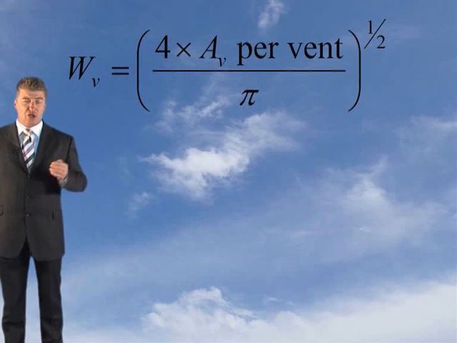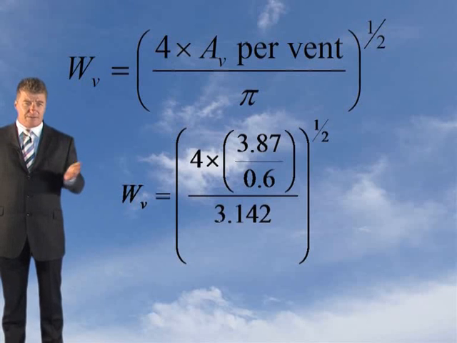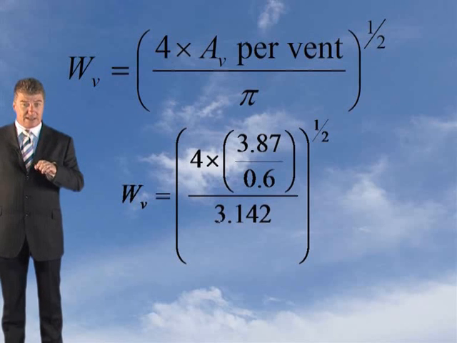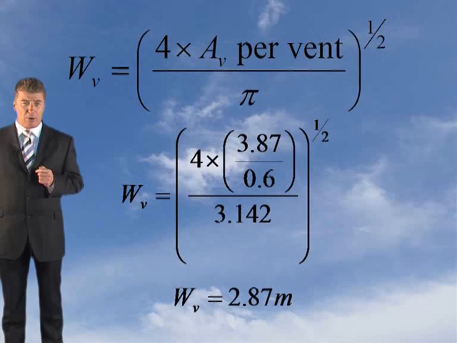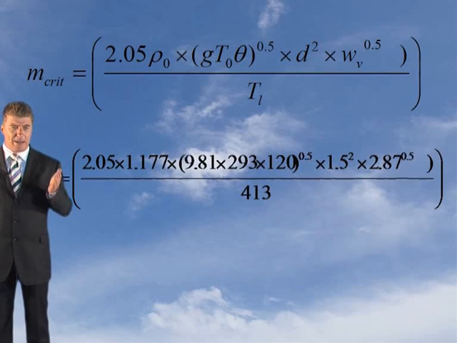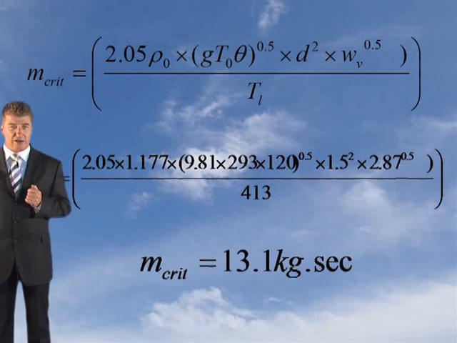Now, when you put the variables into this equation, you should have got this. Your Wv equals 4 times 3.87, which is your aerodynamic free area. Divide that by your 0.6 to get your geometric area. Divide that by 3.142 and square root it. You should have got a Wv of 2.87 metres. Now, you put that into the mcrit formula here, as you can see. You should have got an mcrit of 13.1 kilograms a second.